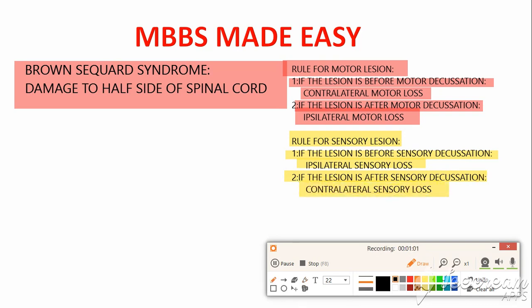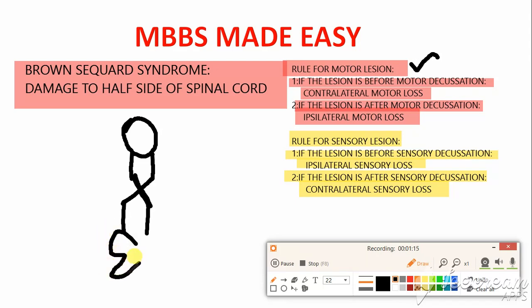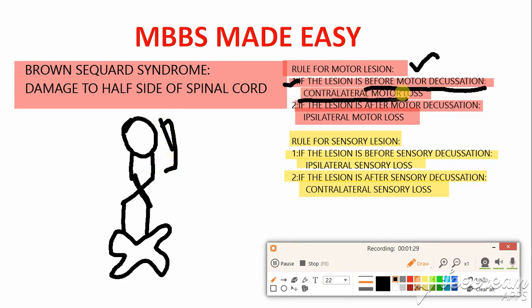I am going to illustrate the rule for motor lesion. Basically, I am drawing the corticospinal tract, which is our motor tract from our cortex. Fibers go down, decussate at the medulla, and then they go down into the spinal cord. So rule number 1 states that if the lesion is before motor decussation, meaning lesion anywhere from the cerebral cortex up to the medulla, you will see opposite side motor weakness.